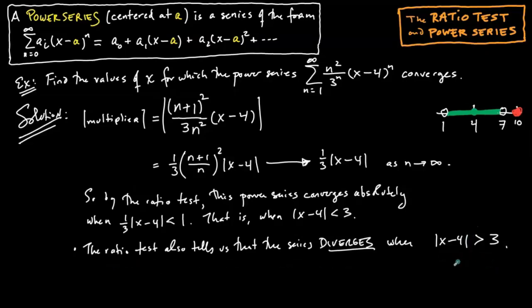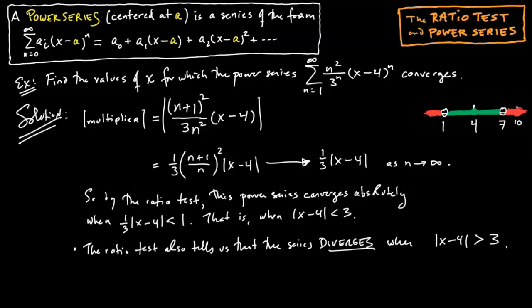Well, what does it mean for the distance from x to 4 to be greater than 3? Well, here's 4. If we're more than 3 units away, we are either beyond 7 to the right or beyond 1 to the left. So I could put all of that stuff in red. So now we have an almost complete picture. We still haven't said anything about convergence at these two special points, 1 and 7 themselves, and we'll get to that in a moment.